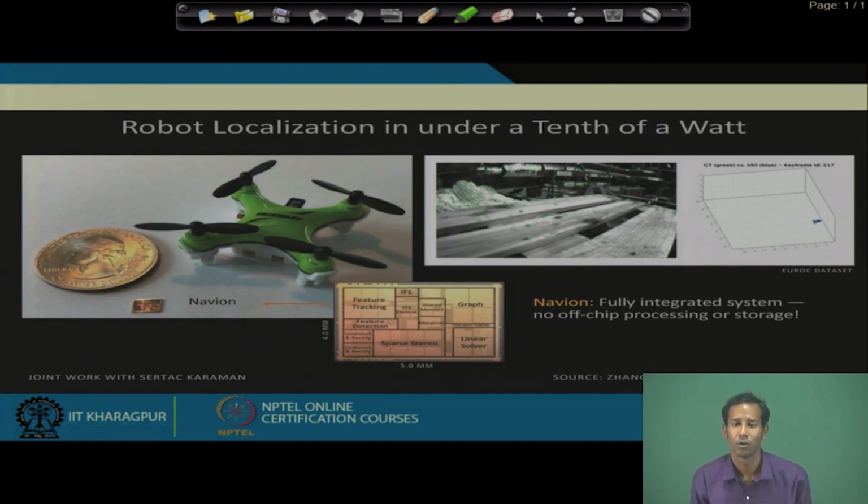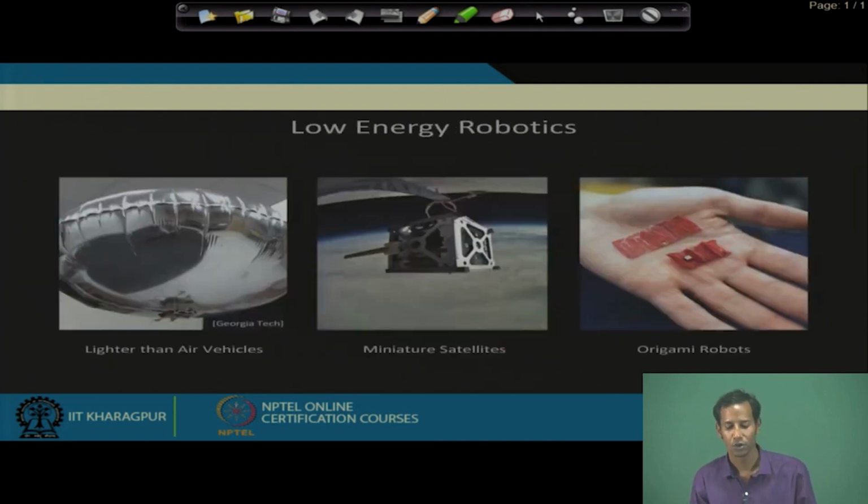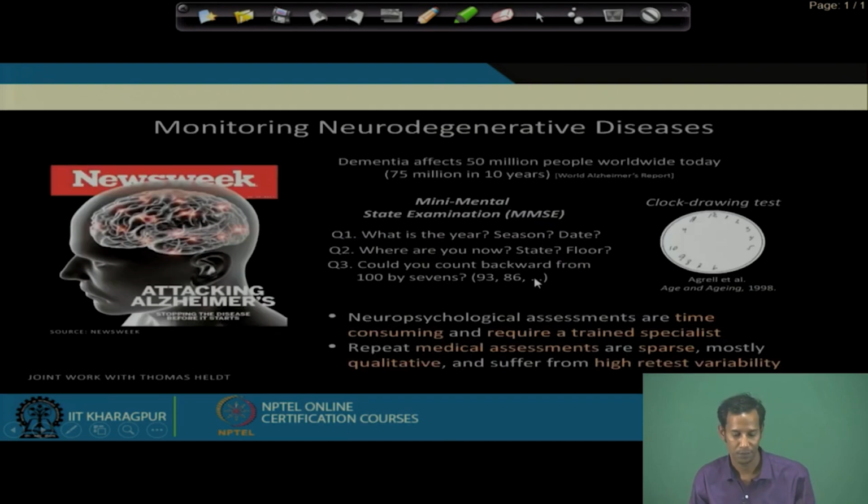We can use this artificial intelligence in robots, everywhere. If you have heard about Sophia, the first humanoid robot, it is a living example of artificial intelligence put inside machines. Then we need low energy robots: for lighter-than-air vehicles we need artificial intelligence support, in satellites, and we have origami robots. All these are low energy robotics applications.